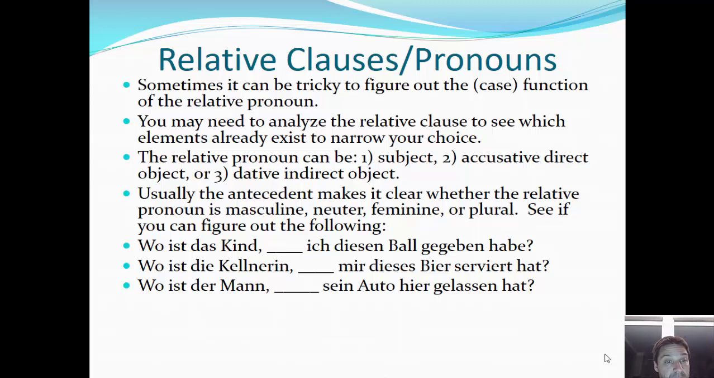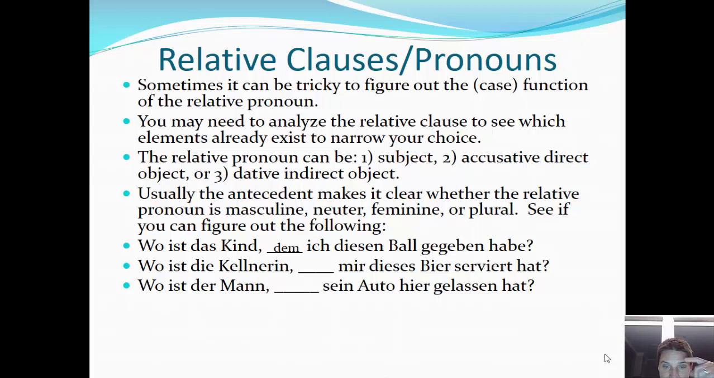The relative pronoun is going to be neuter, right? So it's going to be either das if it's a subject, das if it's accusative, or dem if it's dative. Second one, die Kellnerin. It's going to be die if it's the subject, die if it's the accusative object, or der if it's the dative. And then the last one, der Mann, masculine. We have three options: der, den, or dem.